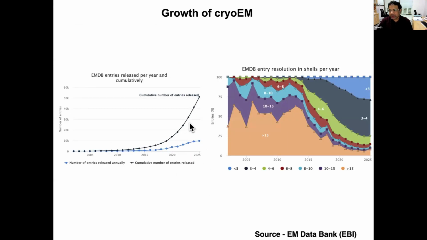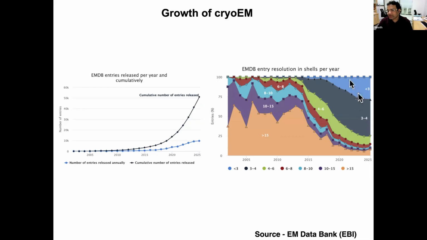If you go to the EM Data Bank at EBI, which I looked at two days back, you will see that the number of entries released by cryo-EM has been growing exponentially. Here you can see it's about 50,000 now, and in 2025 alone it has already reached 10,000 maps. This can sometimes be misleading because, for example, a ribosome structure may have multiple different states or maps. So one sample could give you 10 different maps or entries. Although it looks nice and we can brag that cryo-EM is helping, this can sometimes be misleading.